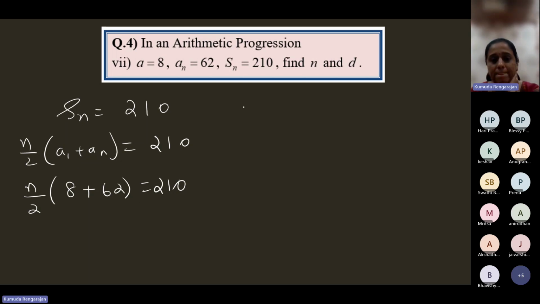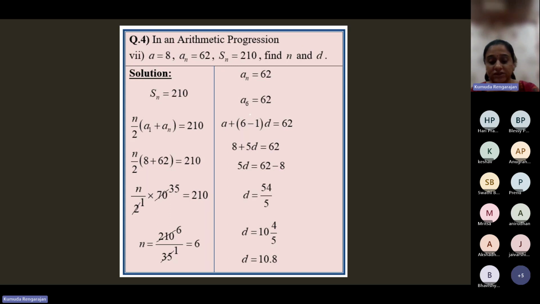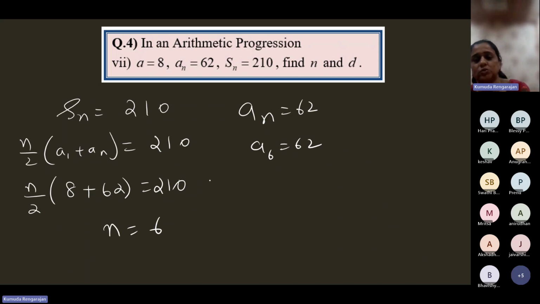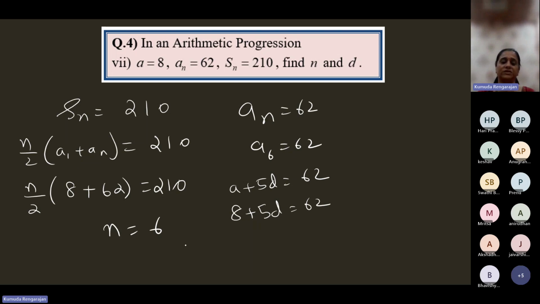Once you find the value of n, what's the value of n? n is 6. That means an is 62. That means A6 is 62. We found n, no? n is 6. Now in the question we have an is 62. That means A6 is 62. So a plus 5d is equal to 62. a is 8, plus 5 into d is equal to 62. So work this and find the value of d.